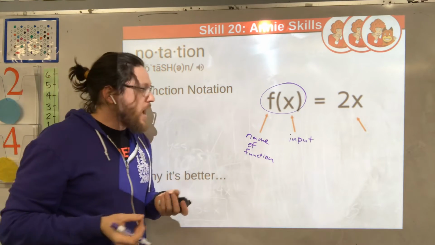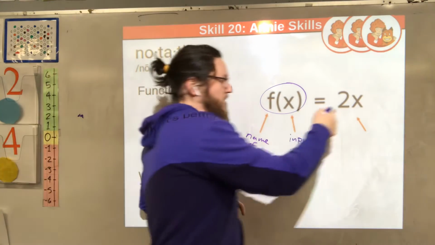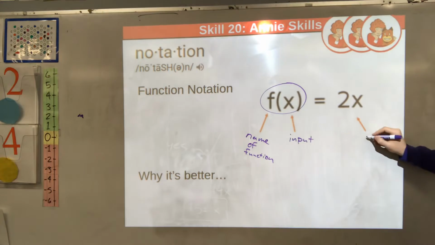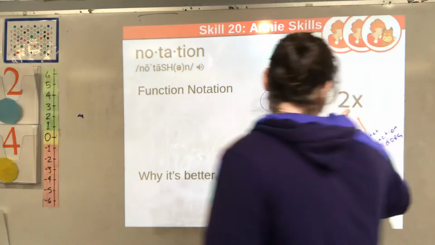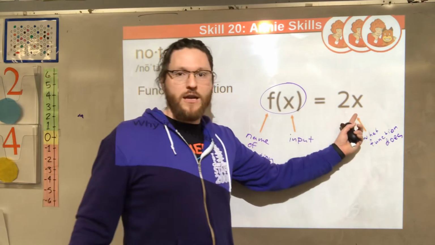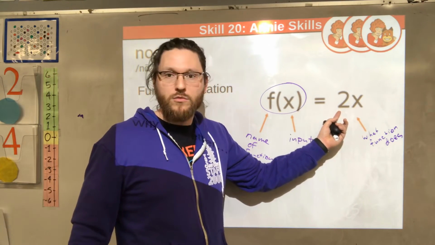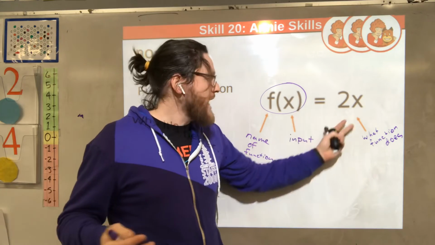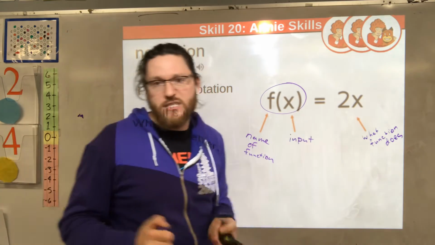Okay, so we've got our input, we've got the name of our function, and then over here, this is just what the function does. Written in words, we're basically just taking our input and timesing it by 2, okay? That's what the function does, and this side of the equal sign just tells you that.